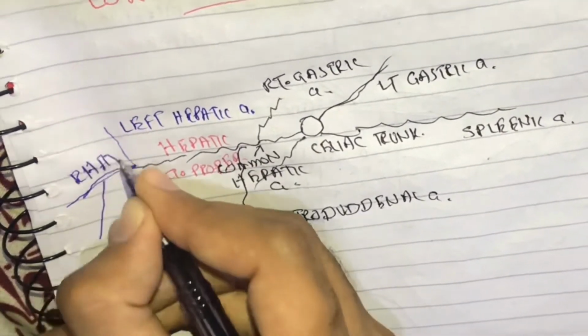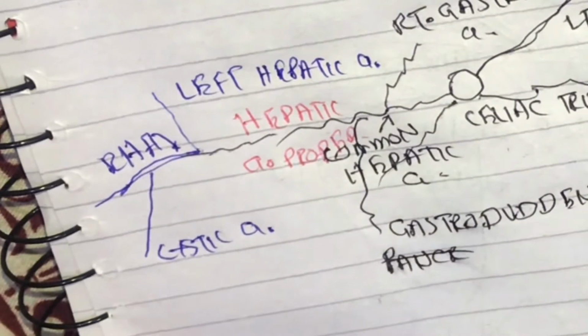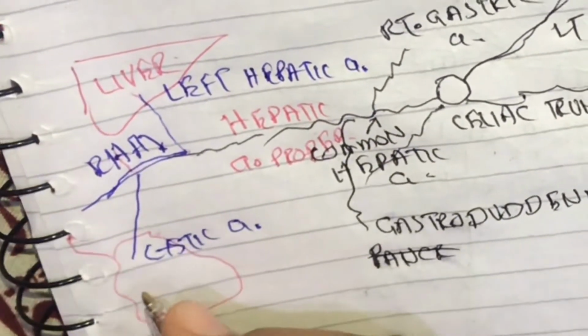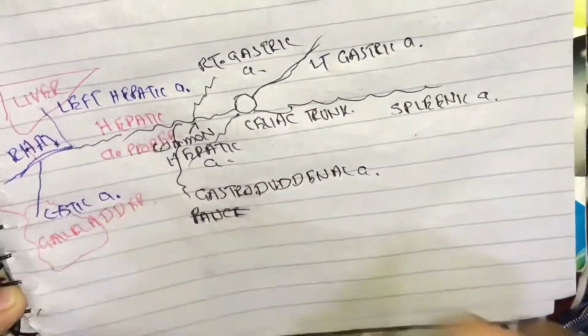Right hepatic artery gives a cystic artery. Left hepatic artery and the right hepatic artery supply the liver. The cystic artery supplies the gallbladder.